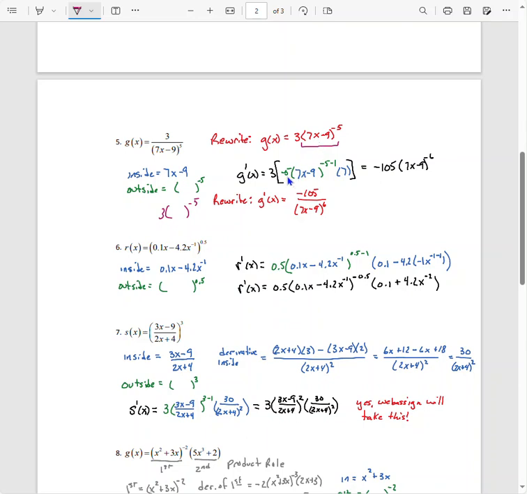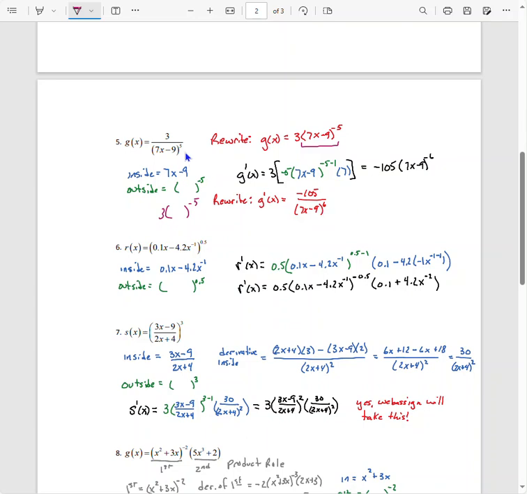Here we go. So derivative of the outside, the negative 5 parentheses, subtract 1 from the exponent, leave the inside alone, 7x minus 9, and then multiply by the derivative of the inside. The derivative of 7x minus 9 is, of course, its slope of 7. So we're going to take negative 5 minus 1 to get an exponent of negative 6 on the 7x minus 9. What about our numbers? We have 3 and negative 5. That's a negative 15. A negative 15 times 7 is a negative 105. Negative 105 times 7x minus 9 in parentheses to the negative 6.